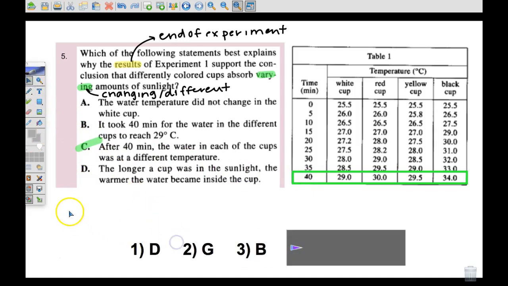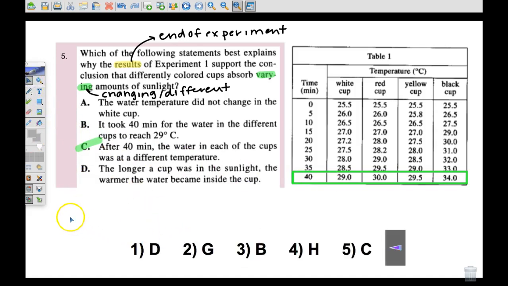So to recap, the answers to this week's CPW are 1D, 2G, 3B, 4H, and 5C.